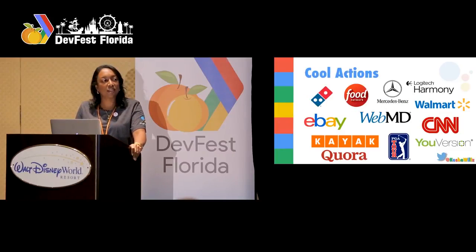So when we talk about actions, what can we do? What are some of the cool actions on the market? So who knew that you could order pizza through your Google Assistant? You guys can order pizza. You can get recipes from the Food Network. How cool is that? You can get a price quote flying between Orlando and Atlanta through Kayak. You can actually order from Walmart. You can turn on your lights, turn off your lights using Harmony. You can even start your Mercedes-Benz. Now that makes me want to go out and get a Benz. That's super cool. So there are a lot of cool things that you can do.